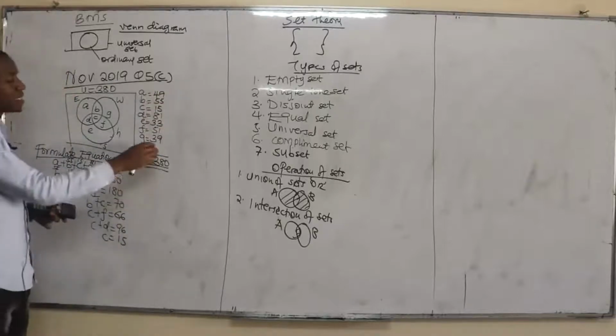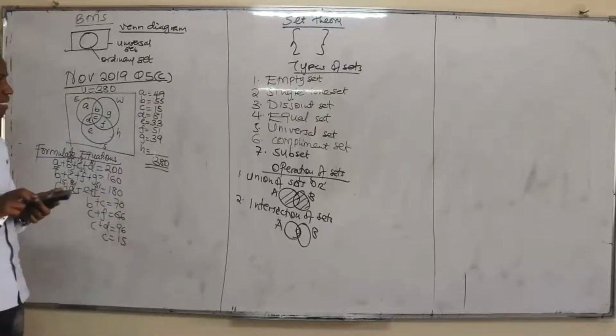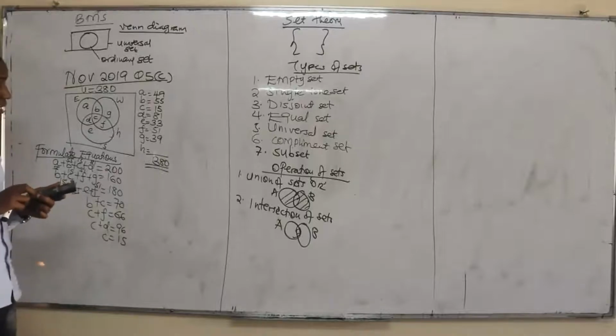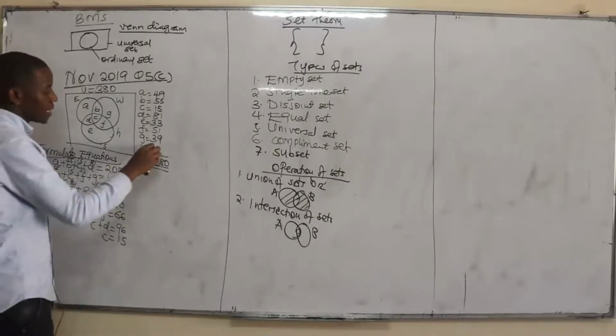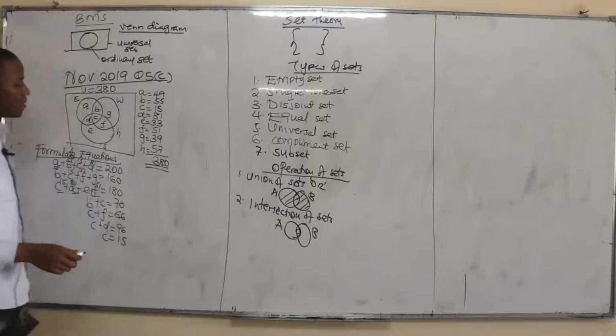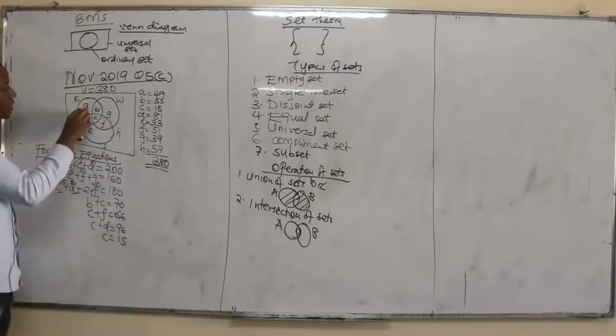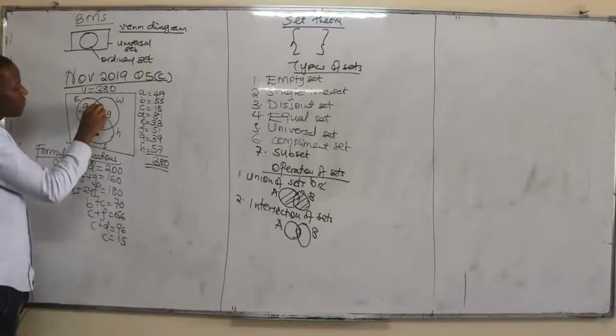So the difference here is those who did not participate, and therefore it is 49 plus 55 plus 15 plus 81 plus 33, 51 plus 39. In that case, you take 380 minus the answer, which in that case is 57. So in this case, A is 49.